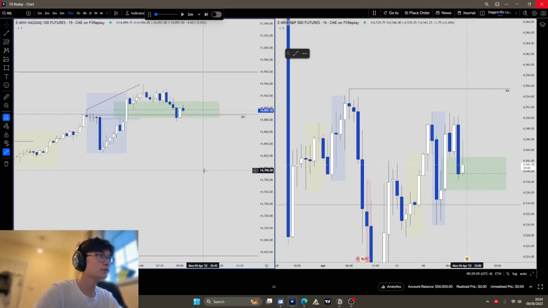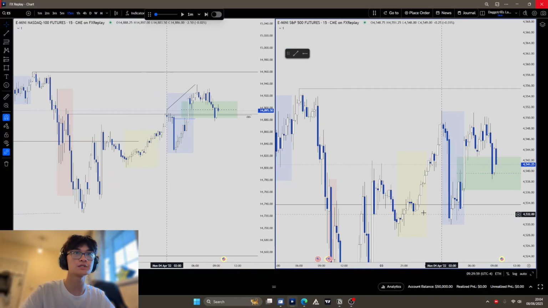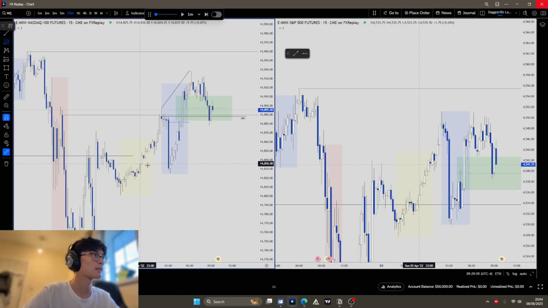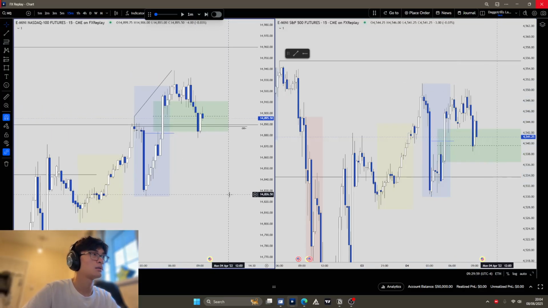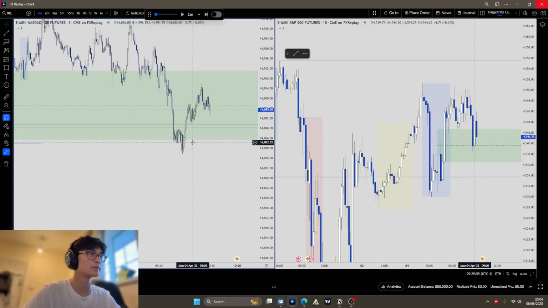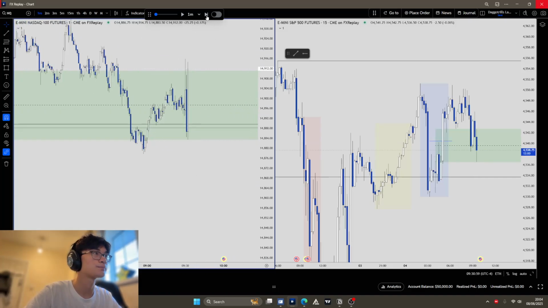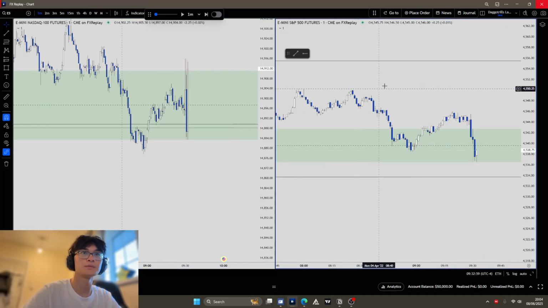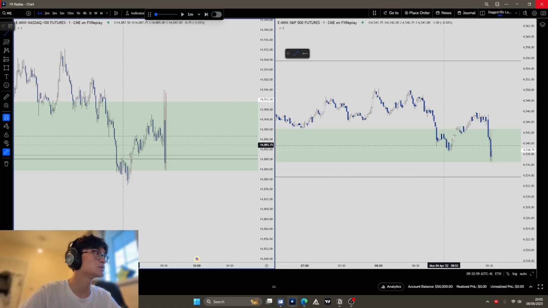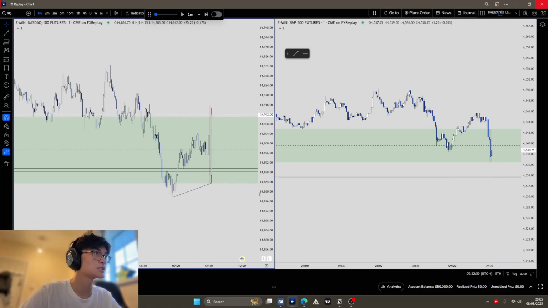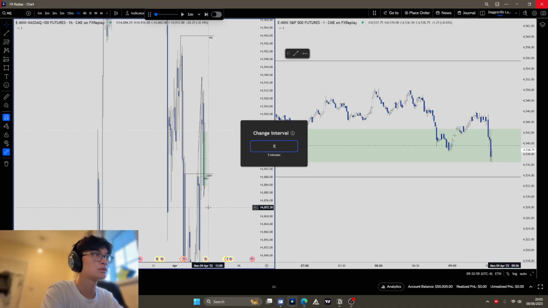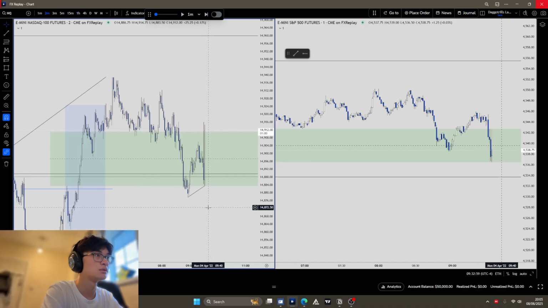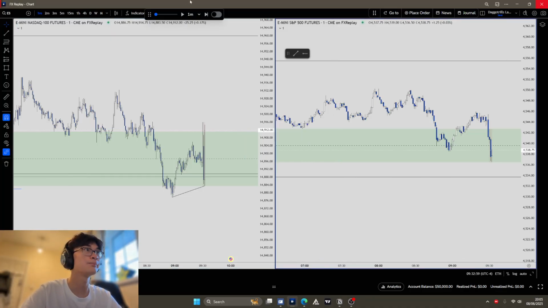Okay. So 15-minute. We have this nice little range here. Tapped EQ, which is pretty nice. I like that. Probably want to see a model coming out of there. That's basically it. Let's see. Maybe I'm on 1 on ES. SMT these lows. That's pretty nice. Might just take out that high as soon as, no model. That's okay.